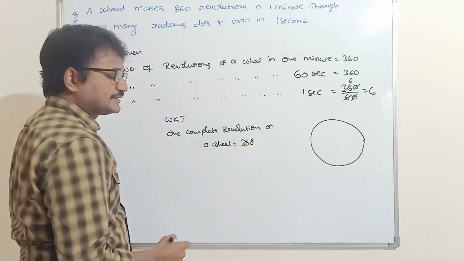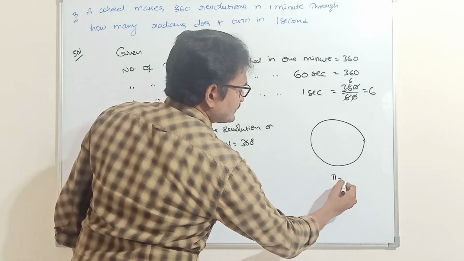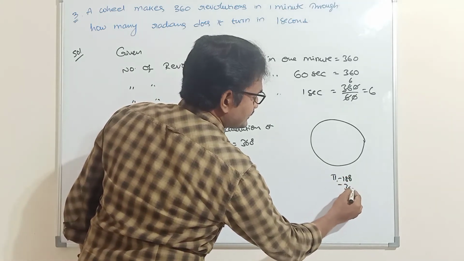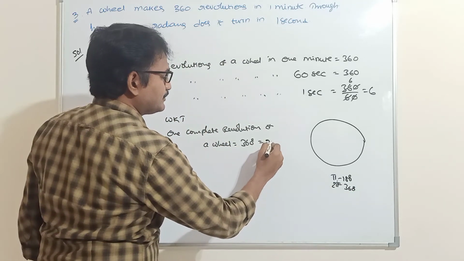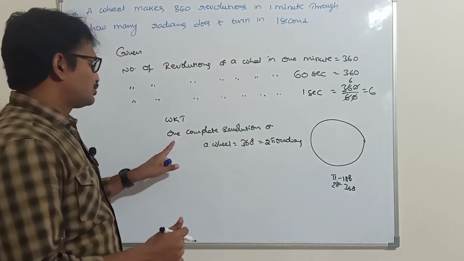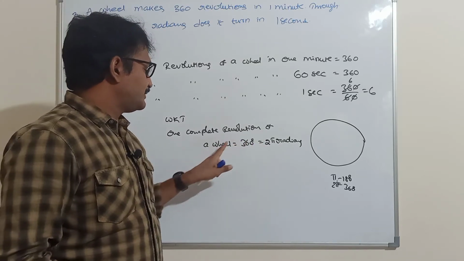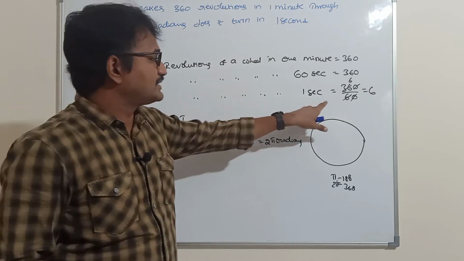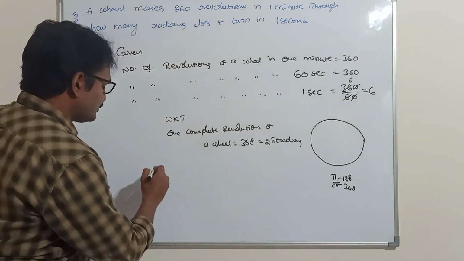360 degrees. We know that pi radians is equal to 180 degrees. Then 360 degrees is equal to how many radians? 2 pi radians. To complete one revolution, the wheel will take how many radians? 2 pi radians. Here in 1 second, the wheel is completing how many revolutions? 6 revolutions.